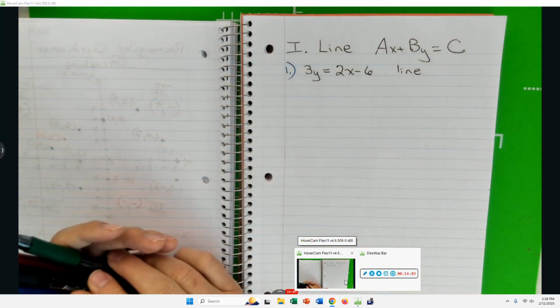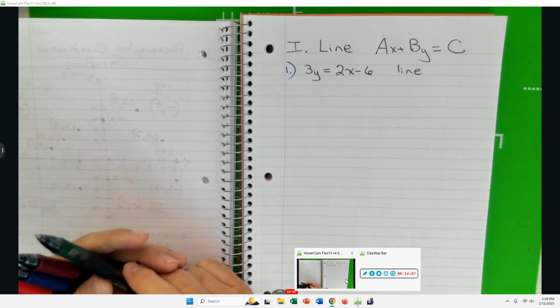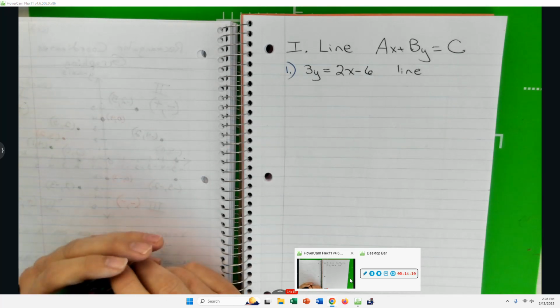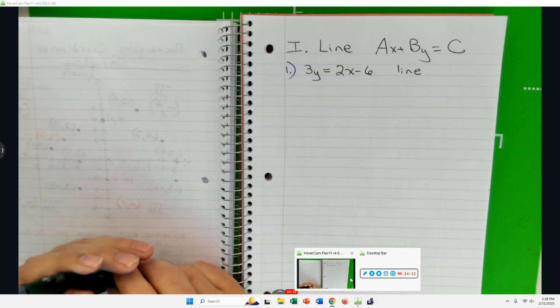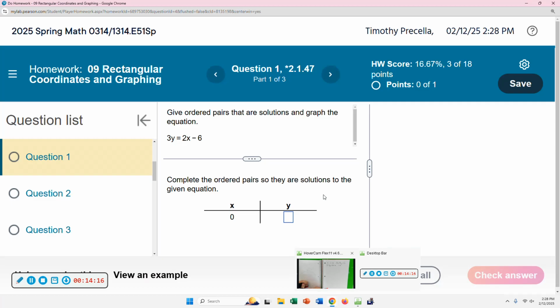How many distinct ordered pairs do you need in order to draw a line? What's the minimum number of points you need? 2. I agree. You need 2 ordered pairs. That's what they're going to have you do here. It looks like they're having you complete ordered pairs to get solutions of the given equation. Then we're just going to plot points. We're making ourselves a little table.